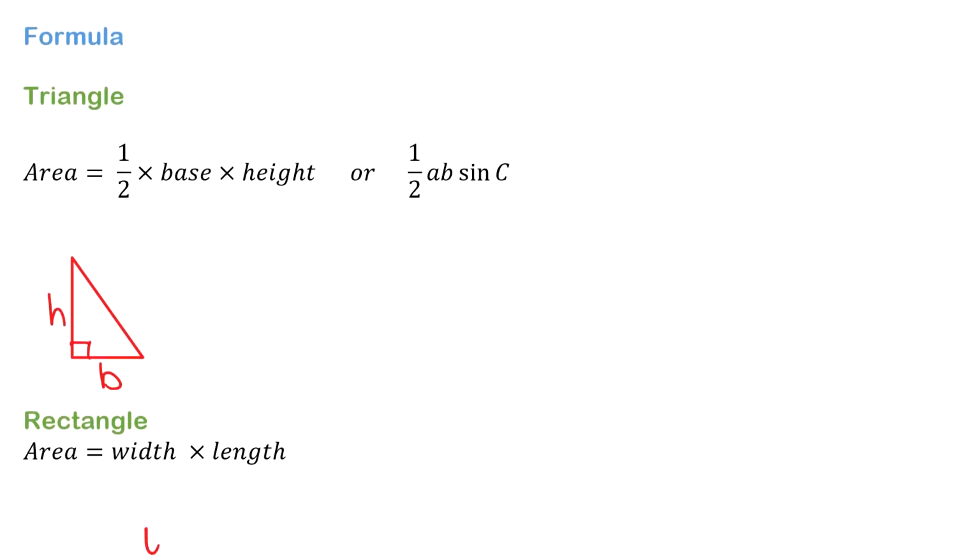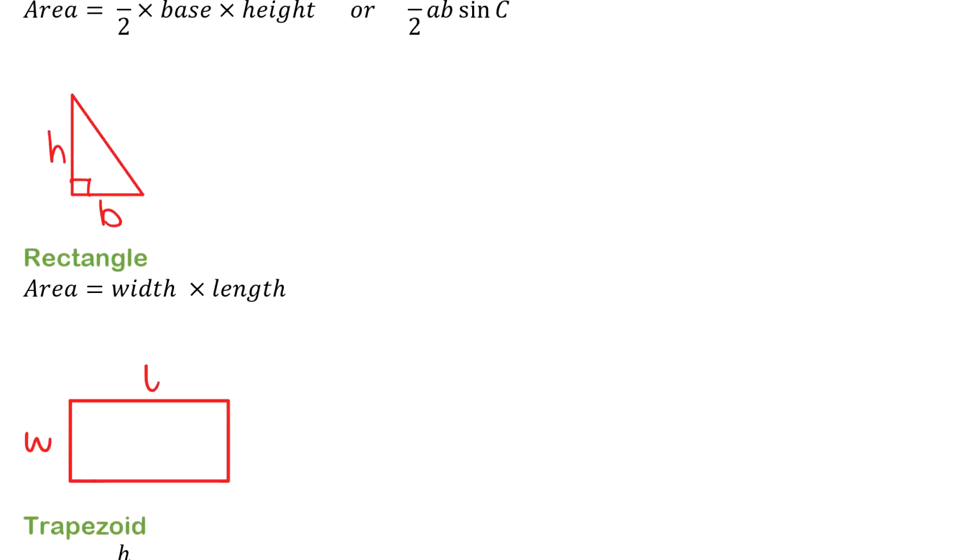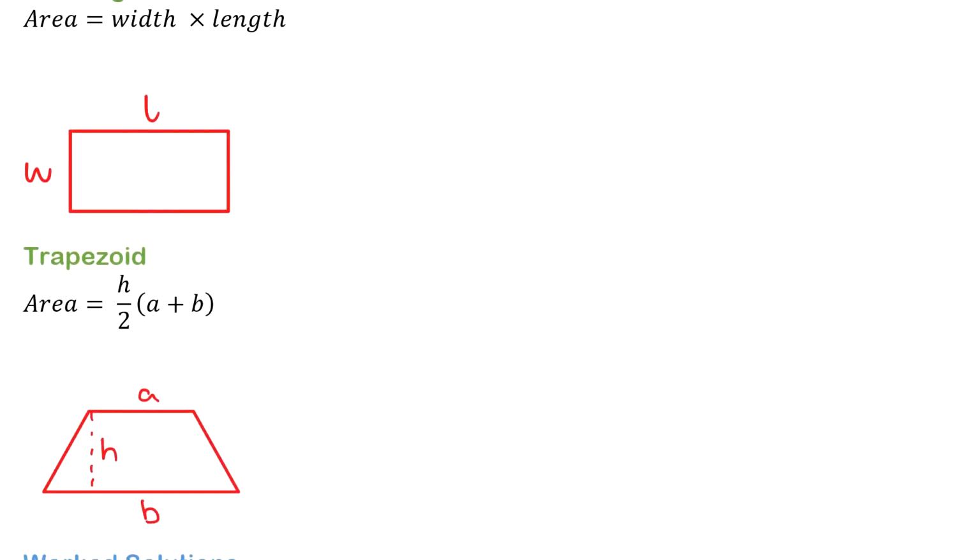So we have the triangle, and the triangle can be found with a half times base times height, or a half ab sine C. If you have a rectangle or a square for that matter, the area is the width times the length. And then if you have a trapezoid, the area is h over 2, and then in brackets a plus b. And you can see on the trapezoid there what letter represents what side.